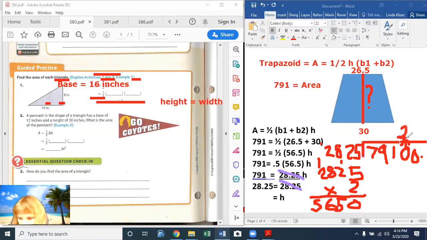So does McDonald's serve burgers? I divided. Now I'm going to multiply.